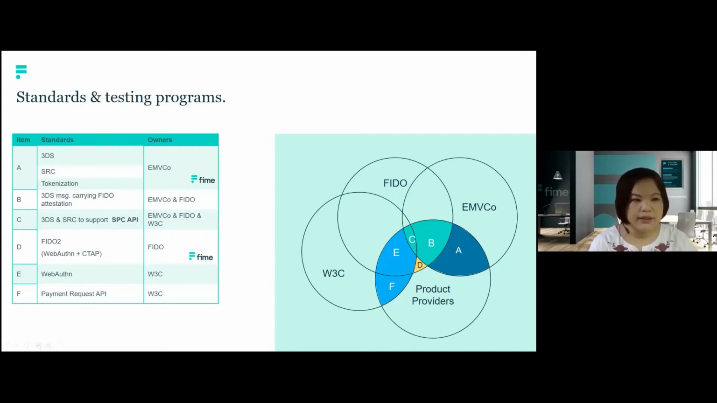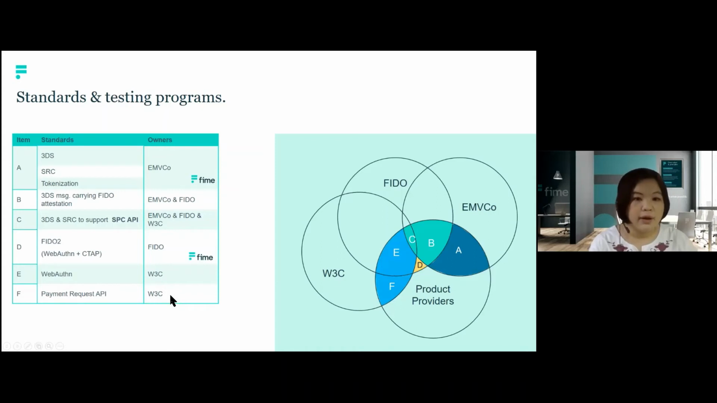Next one is web authentication developed by W3C. This enables FIDO authentication in a browser, to communicate between the browser and the users. The last one is the Payment Request API. This is the web browser capability for the merchant to request a payment, or for the users to complete their checkout by stored data. These two standards are developed and managed by W3C. There is no certification program, but there is a self-test platform with all the results publicly available.